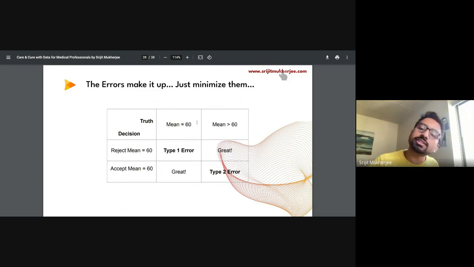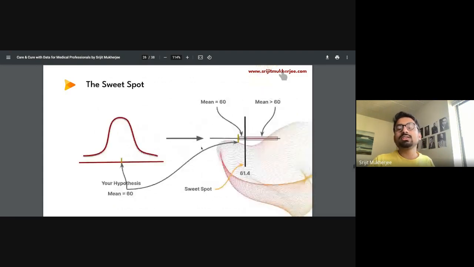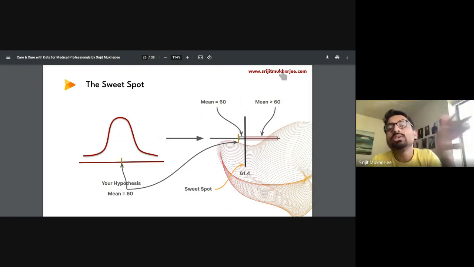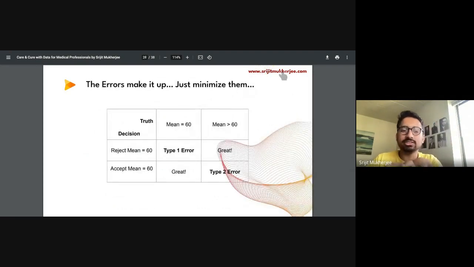Now, if the truth is mean is equal to 60 and you reject mean is equal to 60, with this sweet spot 61.4, right? Let's say S is the sweet spot. If the sample mean is greater than S, we reject the fact that the mean is equal to 60. We accept that the mean is greater than 60, because this cannot happen just by chance. But if it's between 60 and 61.4, we say that, okay, the mean is probably 60. So based on this sweet spot, we make a decision, right?